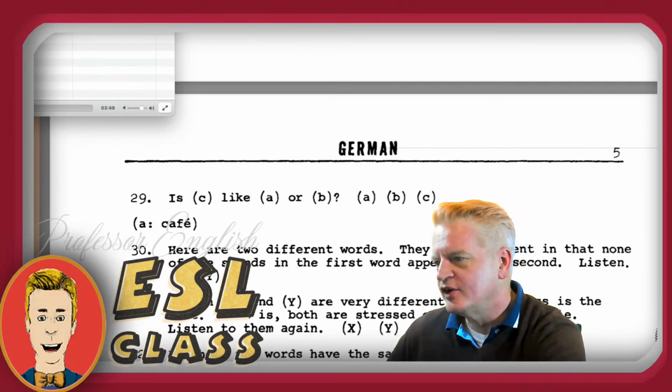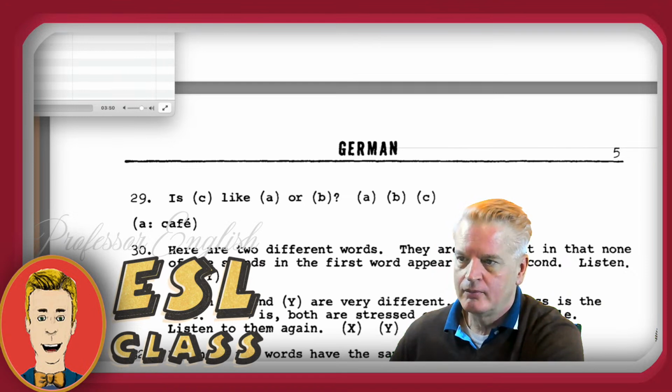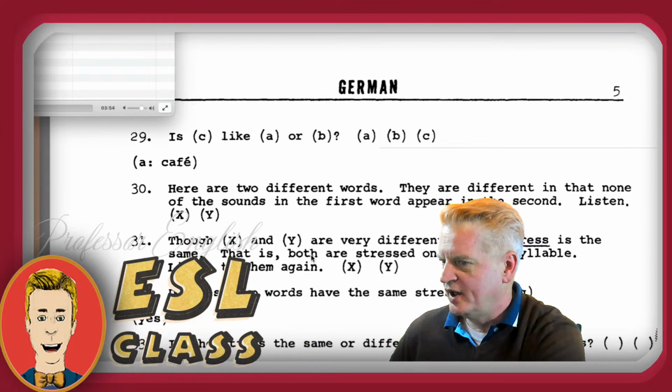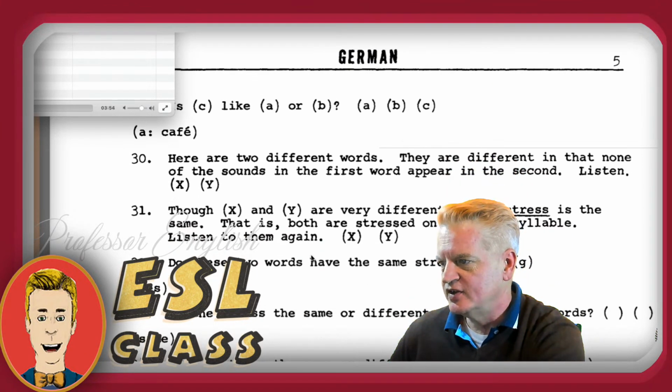30. Here are two different words. They're different in that none of the sounds in the first word appear in the second. Listen. Sprechen. Langsam. 31. Though X and Y are very different, their stress is the same. That is, both are stressed on the same syllable. Listen to them again. Sprechen. Langsam.